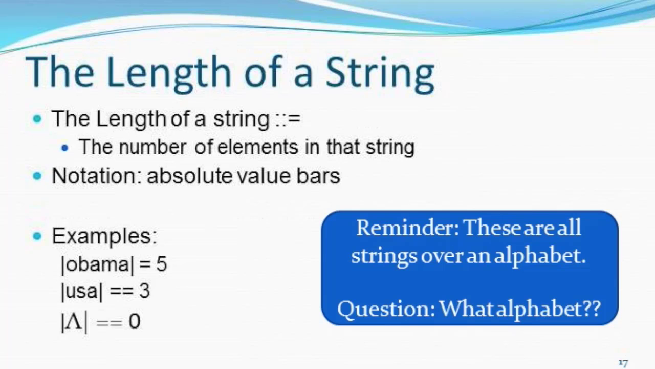Remember, these are all strings over an alphabet. When we want to talk about a string, we have to say it's a string over an alphabet. So the question is, what alphabet could these strings be over? Well, there's an infinite number of alphabets it could be a string over. One is all English lowercase letters. One alphabet might be all of the symbols on your typewriter keyboard. Another might be all of the English lowercase letters plus all the individual digits from 0 to 9, plus all of the smiley faces you can think of.